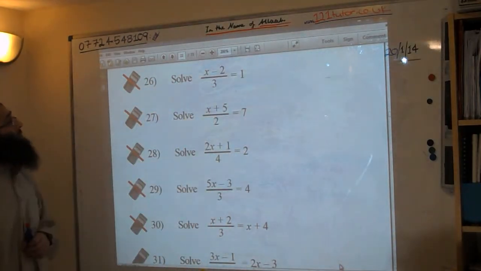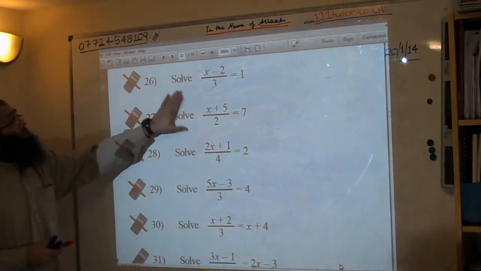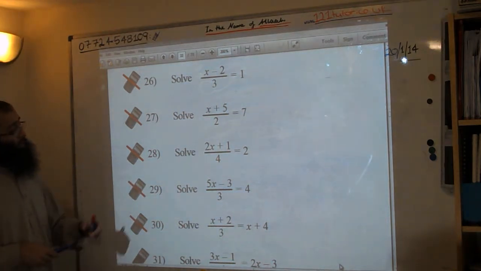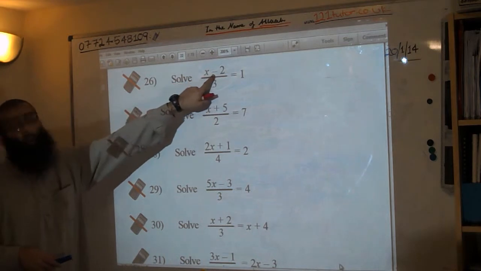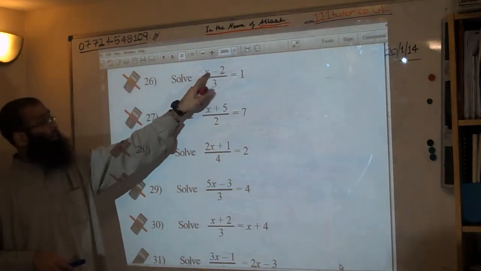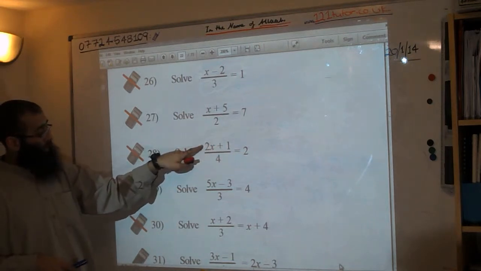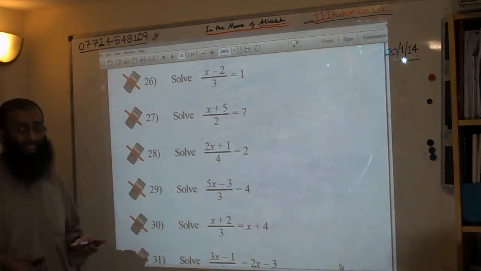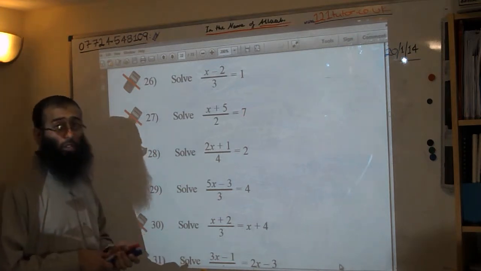Alright, 26. Solve x minus 2 divided by 3 equals 1. We've got minus involved on the top now, Hassan. It's not multiplying anymore, it's minus now. Then we've got plus and a multiplier here, or we've got 2 sets of them, it doesn't make any difference. We do the technique exactly the same. Let's look at the original technique.